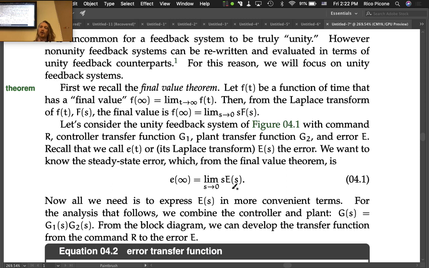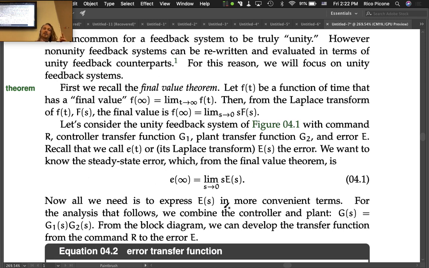So we could take e of t, a function of time, and take the limit as time goes to infinity, but then we have to solve the inverse Laplace transform problem, which is generally hard. We don't like it. So you can find the final value without having to do that. It's kind of nice, and that's what this final value theorem allows us to do. So just take the limit in the Laplace domain.